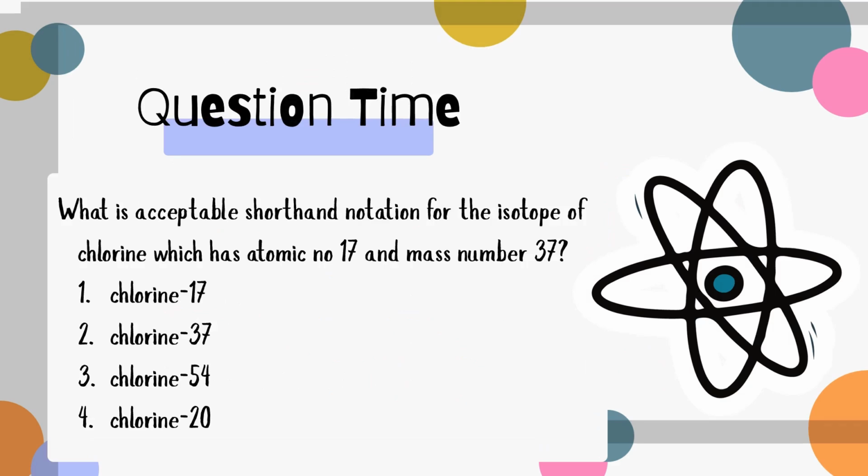Question time for you. What is the acceptable shorthand notation for the isotope of chlorine which has an atomic number of 17 and a mass number of 37? Chlorine 17, chlorine 37, chlorine 54 and chlorine 20. Pause the video, think and answer.